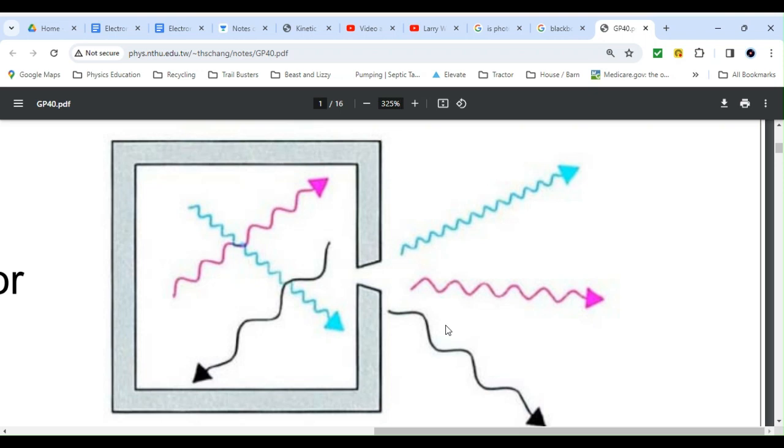All right, here we are. Here's this box that I had talked about before. And here's some little wiggly lines that represent electromagnetic waves.